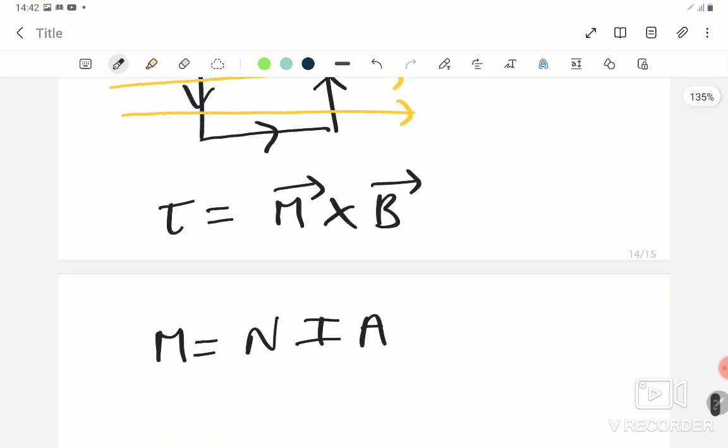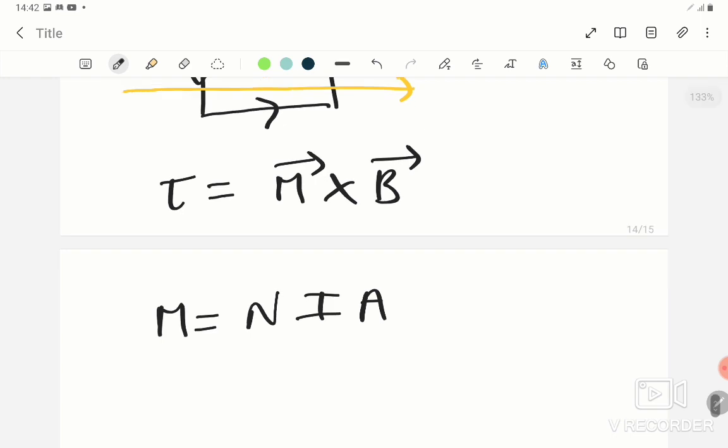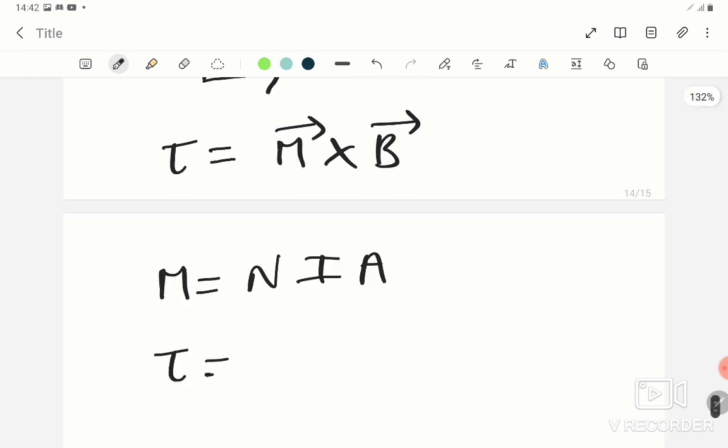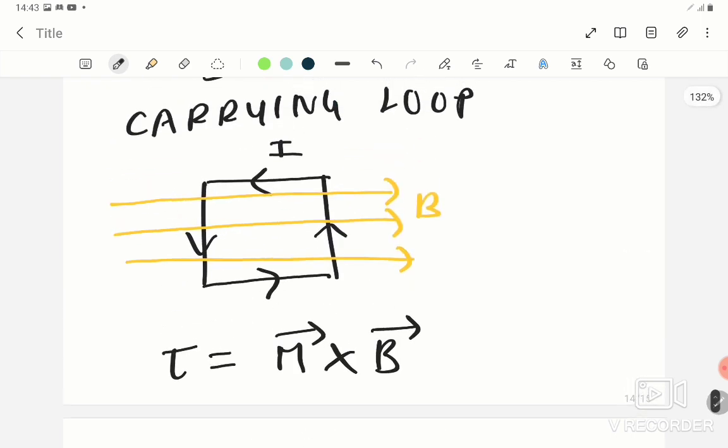Therefore I said that there should be an angle between the area vector and the magnetic field. So guys, this torque will become equal to MB sin theta, where theta is the angle between M and B. In other words, theta is the angle between area vector and magnetic field B.